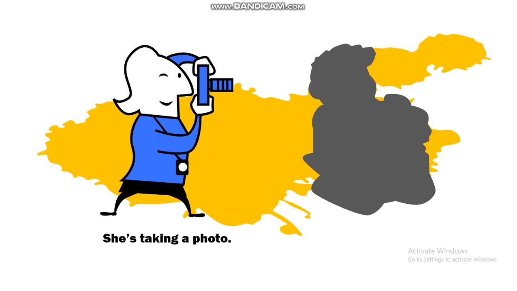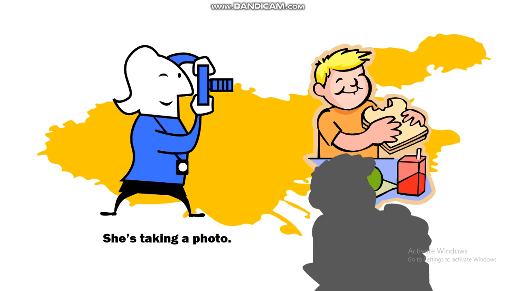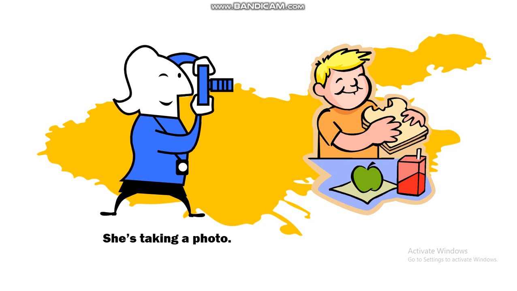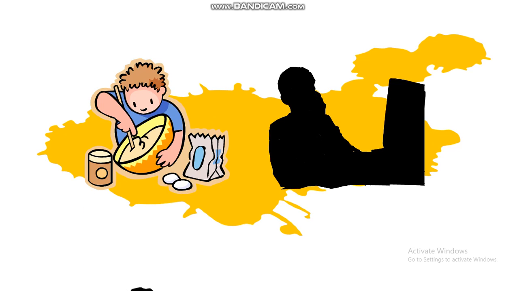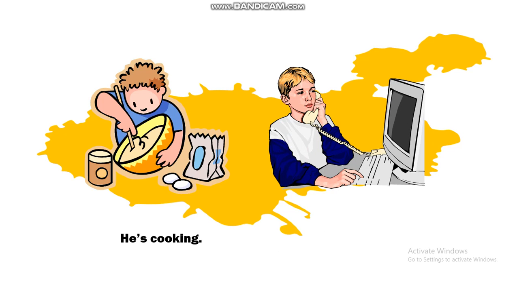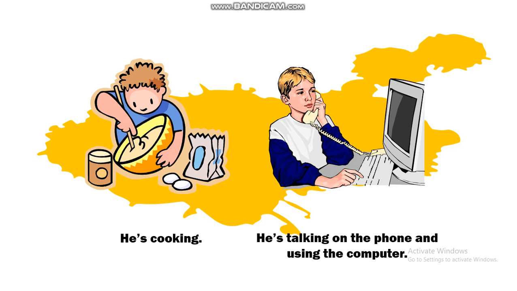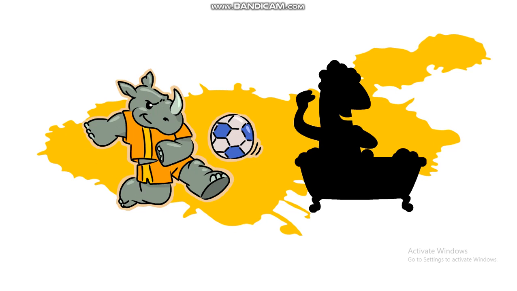Excellent. She is taking a photo. What about the next one? Yummy. So he is eating. Good. So what about this one? Of course he's cooking. So he is cooking. What about this one? He's having a phone call and he is using his computer. So he's talking on the phone and using the computer. Excellent. What about this one?